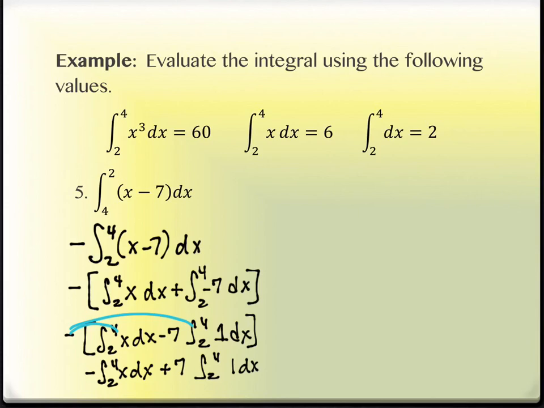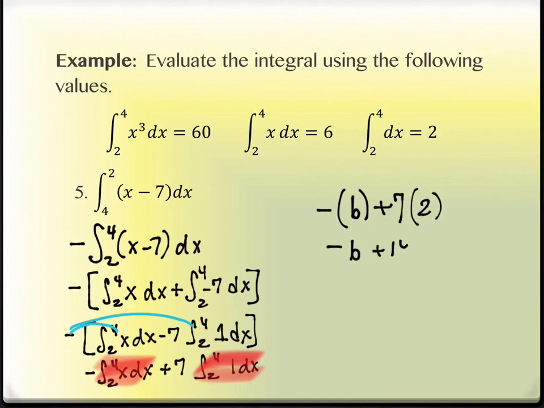And then each of those, again, look like something I already have. This piece and this piece have values up here. So the negative stays. The integral from 2 to 4 of x dx is 6. And then I have plus 7. And the integral from 2 to 4 of just dx, or 1 dx, is 2. So I have negative 6 plus 14. And that would give me 8.